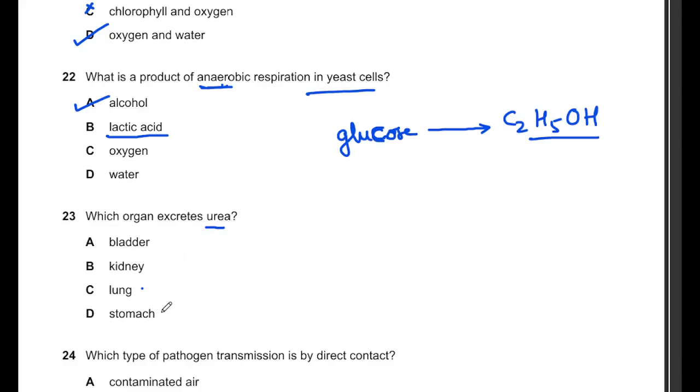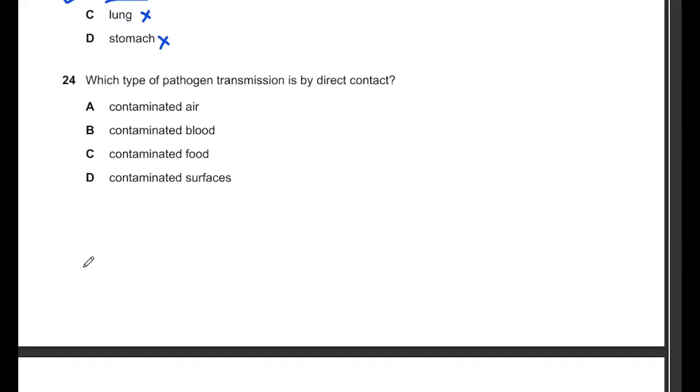Okay, stomach is with digestion, lungs is with breathing, bladder stores the urine, whereas kidney is the one which excretes the urea. Cool, fine. Moving to the next.